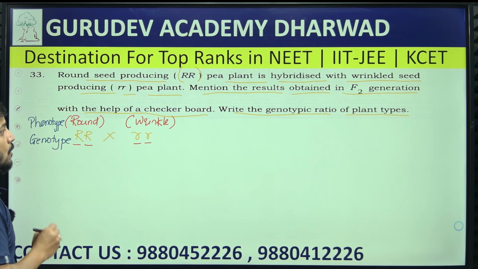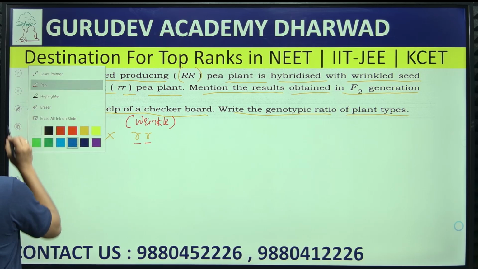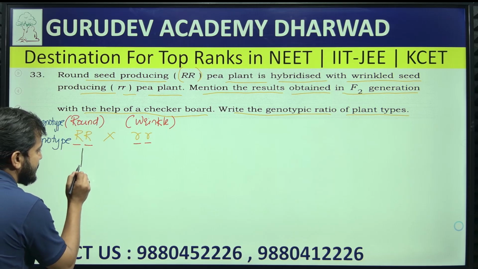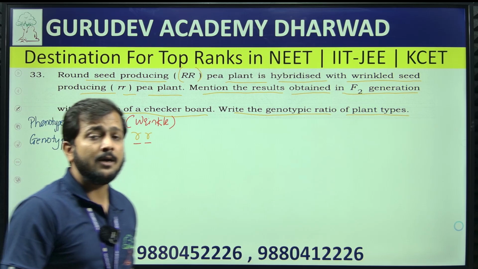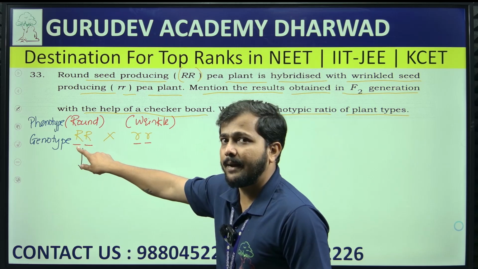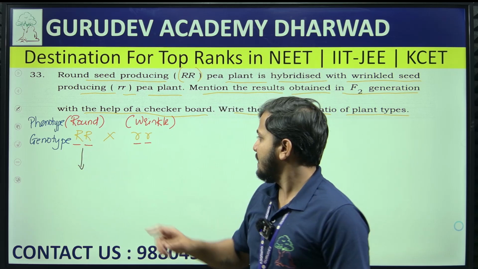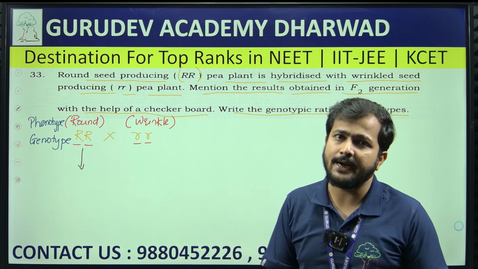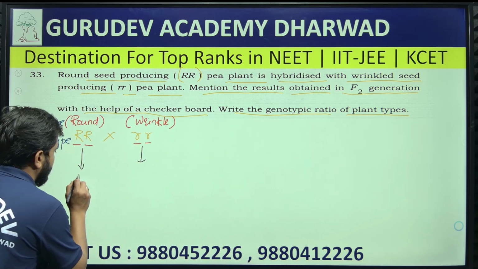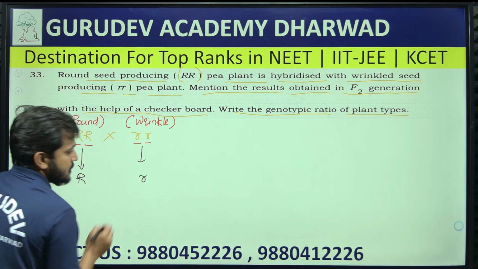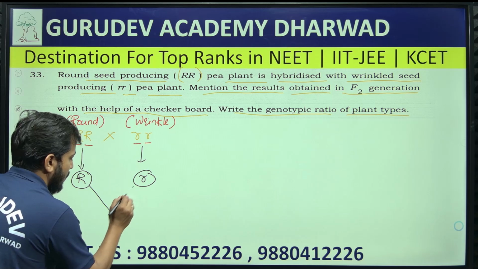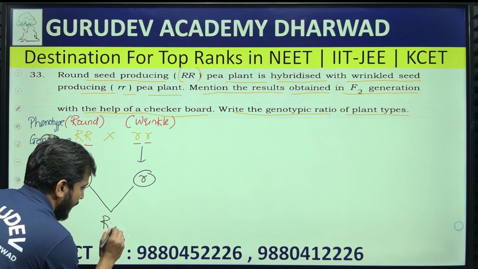In the first generation, what we are finding is that capital R is a homozygous allele. Homozygous allele means identical alleles; both of them are capital R and look identical, right? Here, small r, both look identical, right? So they are going to produce only one type of gamete, capital R and small r respectively. When these combine, they form capital R and small r.